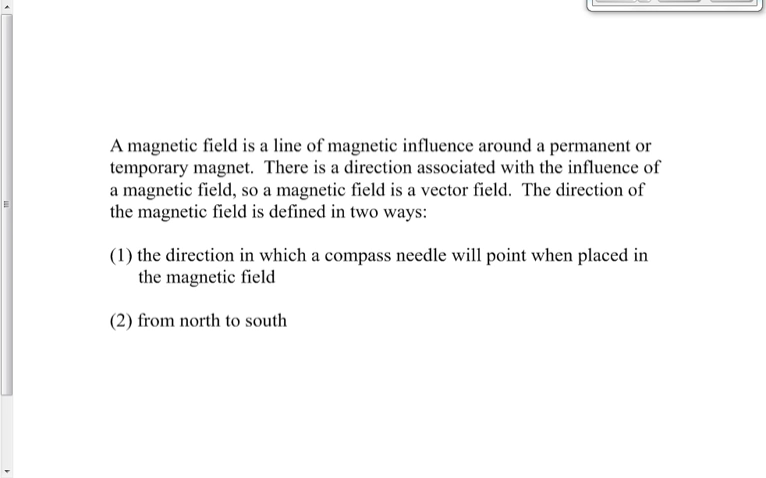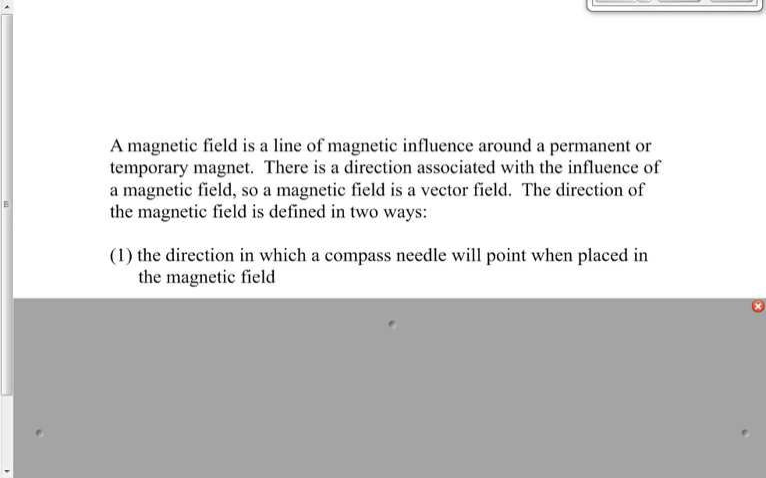All right, I want to define magnetic field direction in 2 ways, and then we'll wrap it up for the day. We know that it's a line of influence that surrounds a magnet, just like an electric field is a line of influence that surrounds a charge, and a gravitational field is a line of influence that surrounds a mass. We know that it's a vector field. We represented it by arrows, so it's got to be a vector field. There's got to be a direction. How do we define the direction?